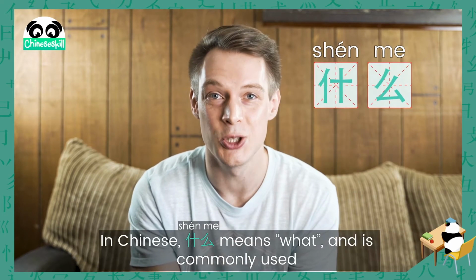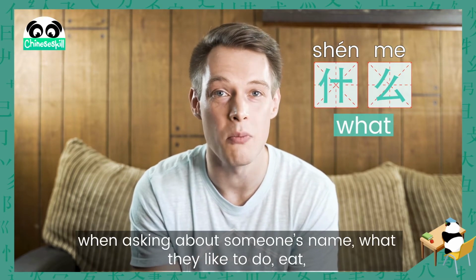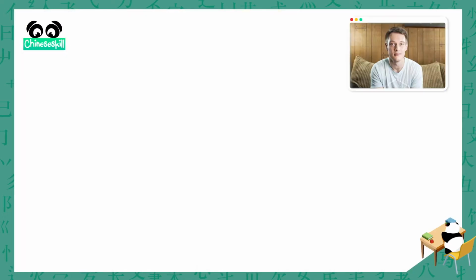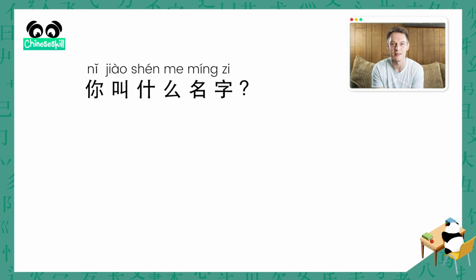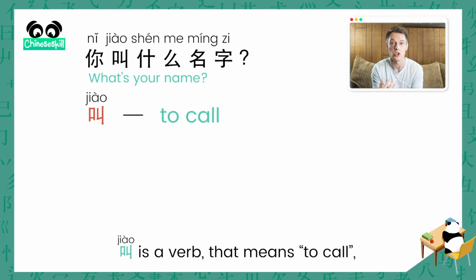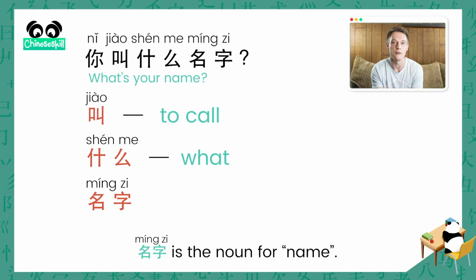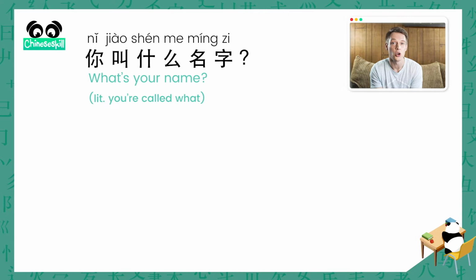In Chinese, 什么 means what and is commonly used when asking about someone's name, what they like to do, eat, and also what job they do. One of the most basic questions in Chinese, 你叫什么名字? What's your name? 叫 is a verb that means to call. 什么 means what. 名字 is the noun for name. 你叫什么名字? Literally, you're called what, or what's your name?